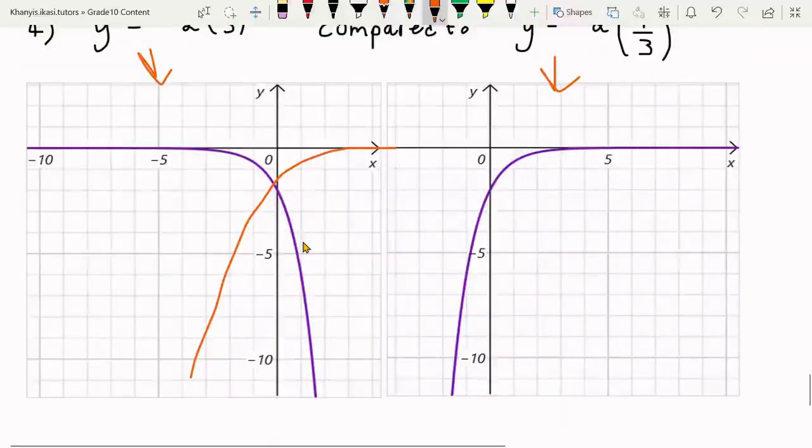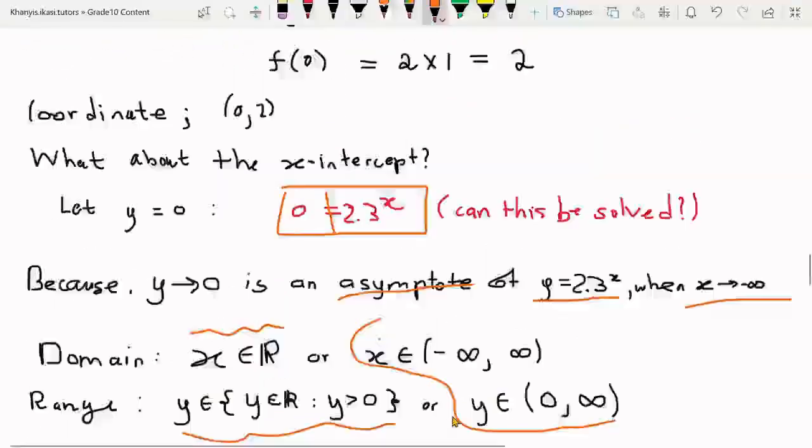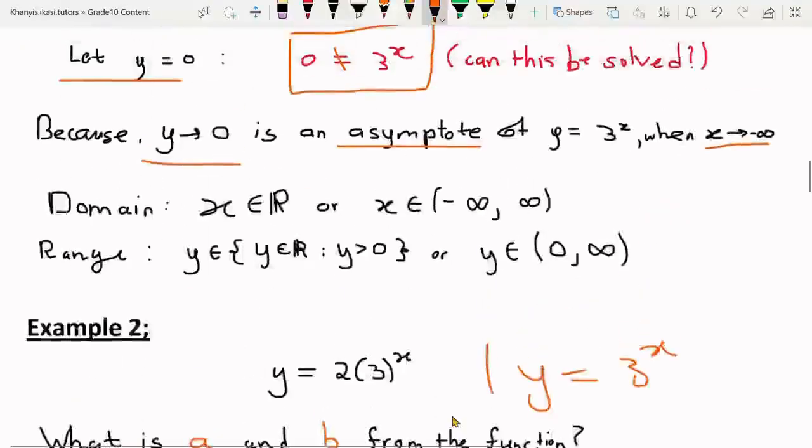This can be very helpful, especially when you need to actually graph these particular functions. Okay, so I hope this has been helpful. It's been a very long video, but I think this has been helpful.